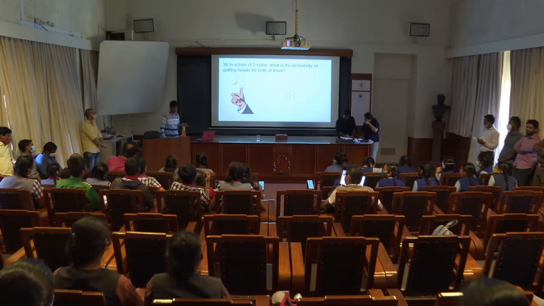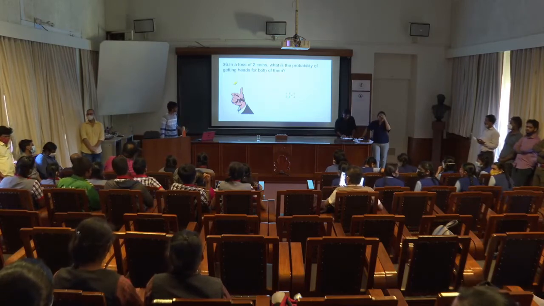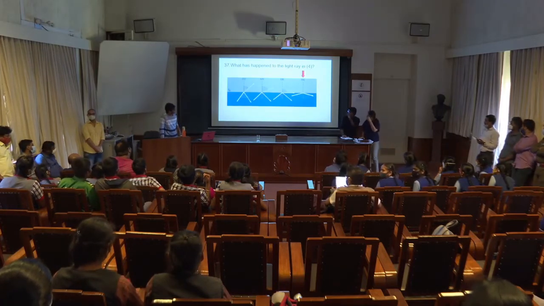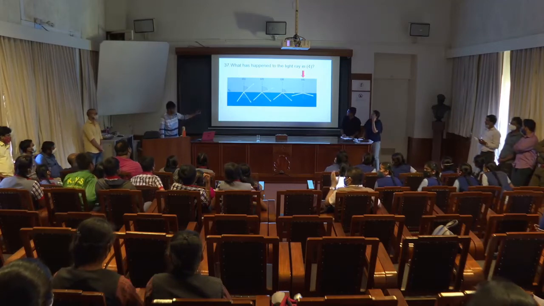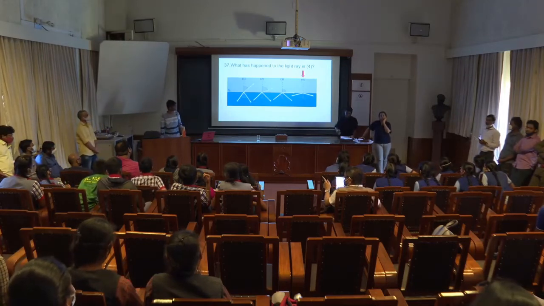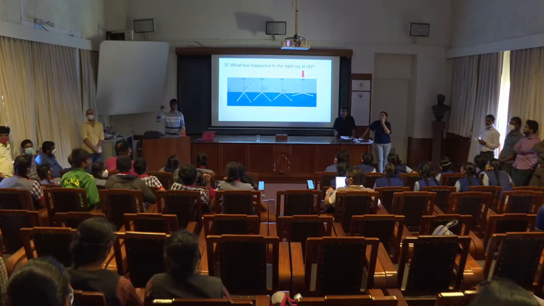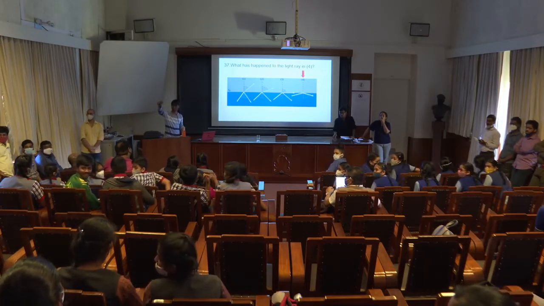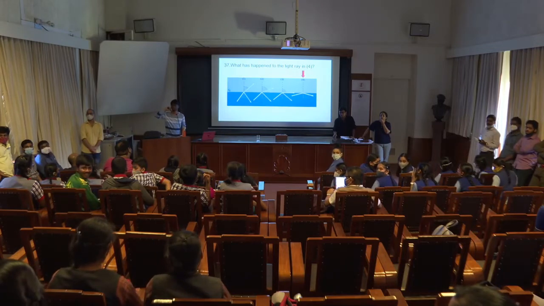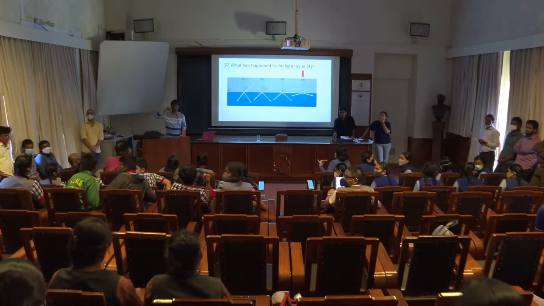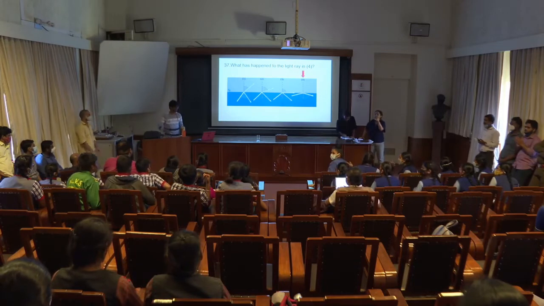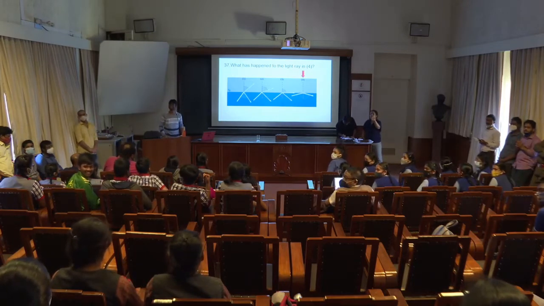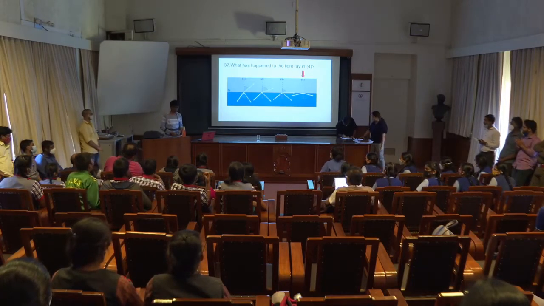So question number 37 goes to team C. What has happened to the light in the fourth picture? Diffraction. You want to give an answer? Team C? Total internal reflection. Correct. It's total internal reflection. That's correct.